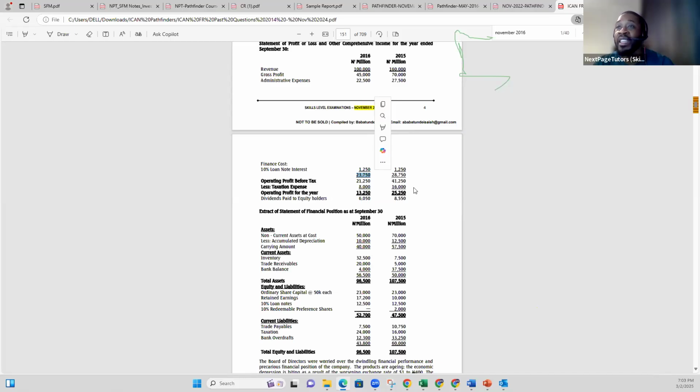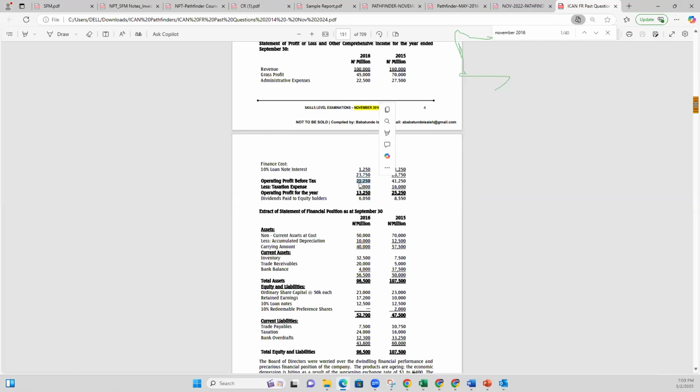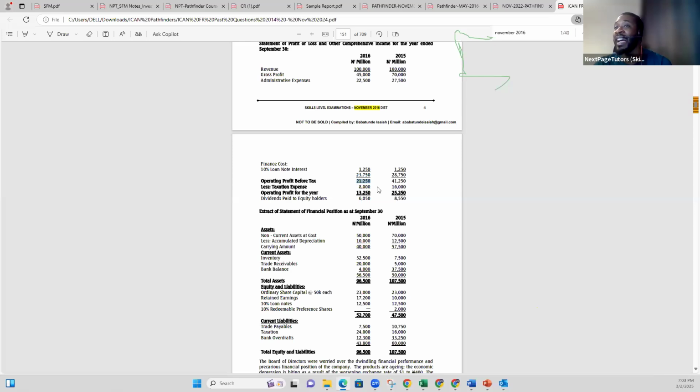So what they gave me here. This is what I was going to pick. 21,250. Exactly. So I'll pick my operating profit before tax, 21,250, and add back my interest, which is 1,250, and that will be what in total? 22,500. That means those that mentioned 22,500 is very correct.